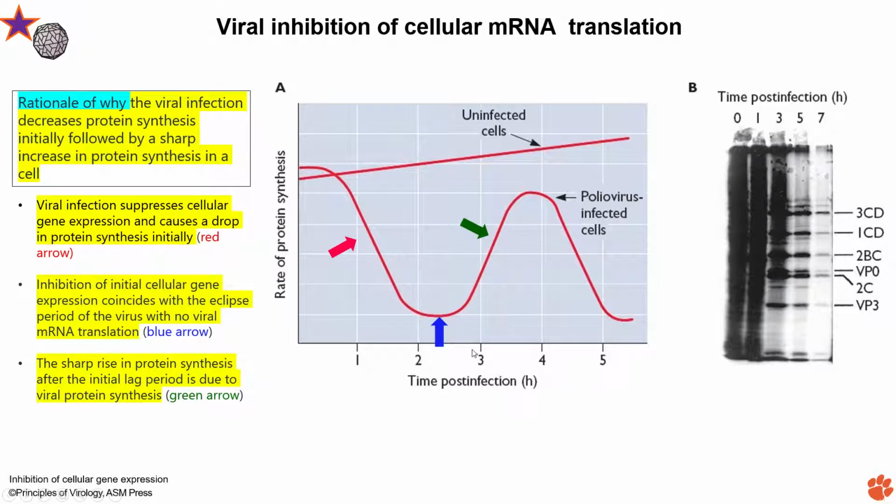Then you can see inhibition of cellular gene expression coincides with the eclipse period of the virus, with no viral mRNA translation. That's why the total mRNA in the cell is low right here. And then followed by the sharp rise in protein synthesis after the initial lag period is due to the viral protein synthesis. So if all of these choices are given, you know that all of these are basically correct. So just understand and correspond this experiment. You may not get a picture, and we just can describe this, and you will be able to answer that.